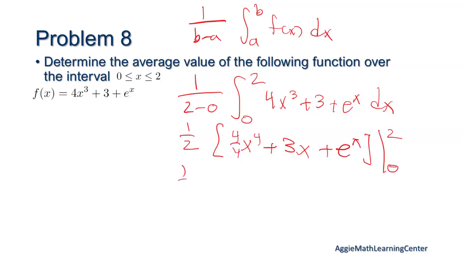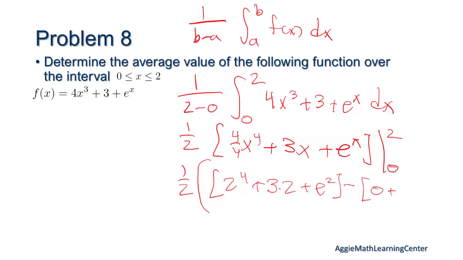So we are left with 1/2, with big parentheses there. So we have 2 to the 4th plus 3 times 2 plus e squared, minus 0 plus 3 times 0 plus e to the 0.